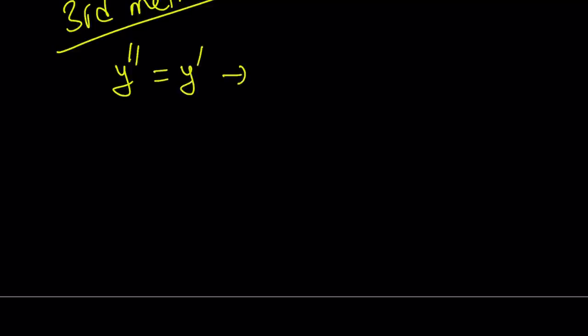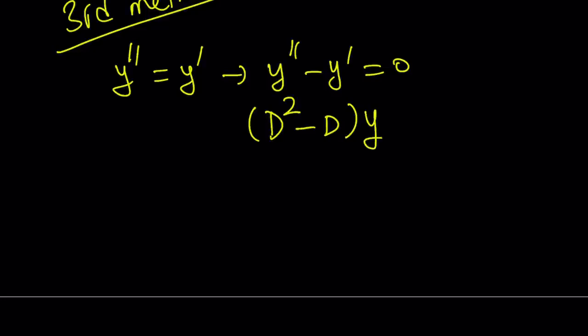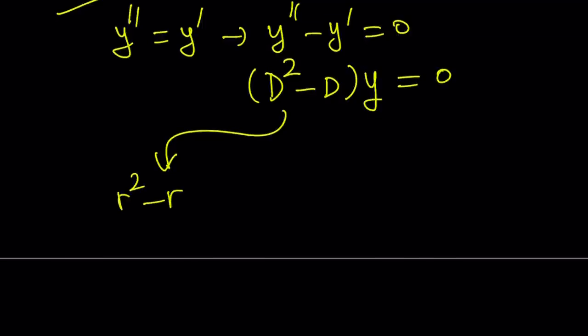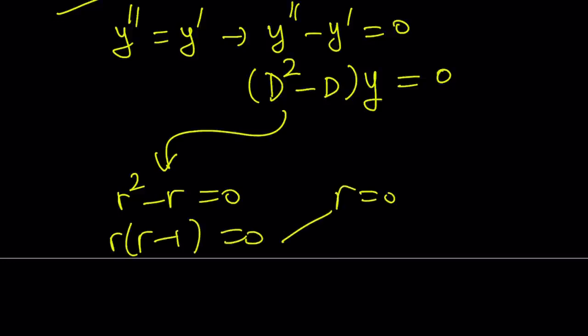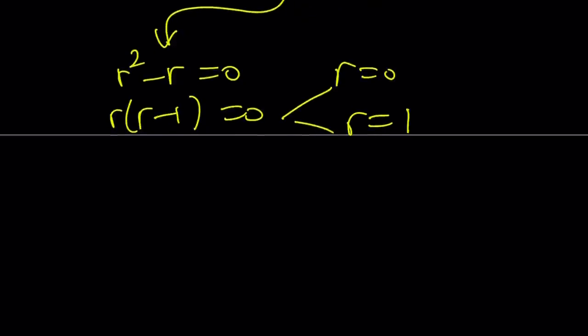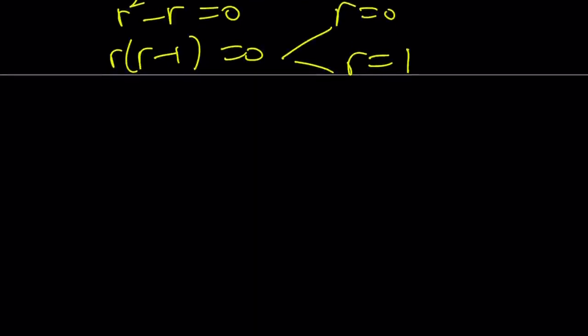We can turn this into y double prime minus y prime is equal to 0. And then we can use our differential operator. D squared represents differentiating twice, and d represents differentiating once. And we can write our equation like this. And d is the differential operator. And from here we can write the characteristic equation, which is r squared minus r equals 0. And this is factorable. r times r minus 1 is equal to 0, which means r equals 0 or r equals 1.